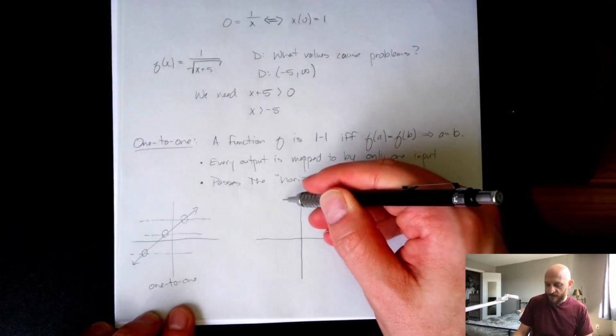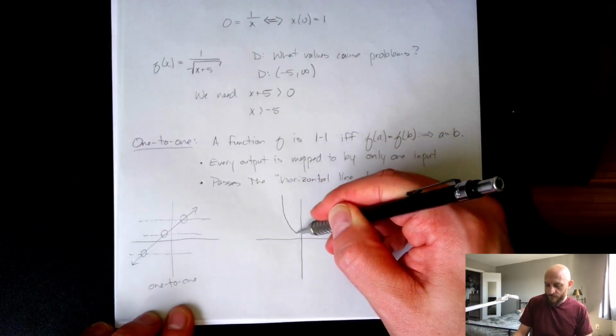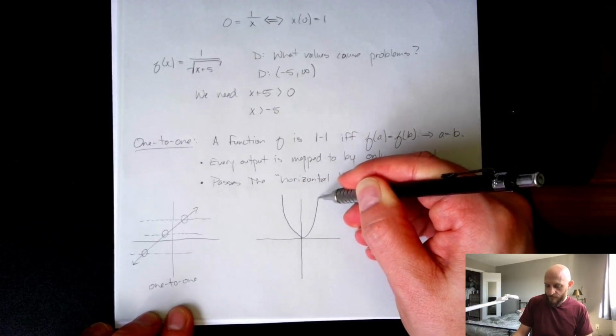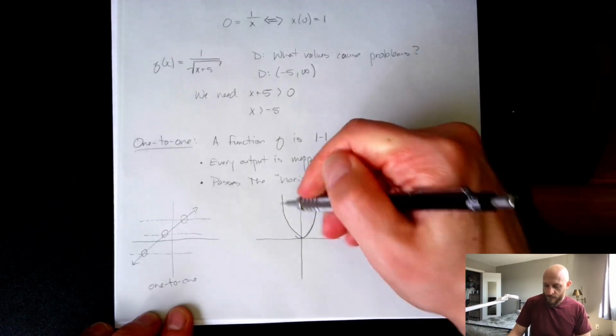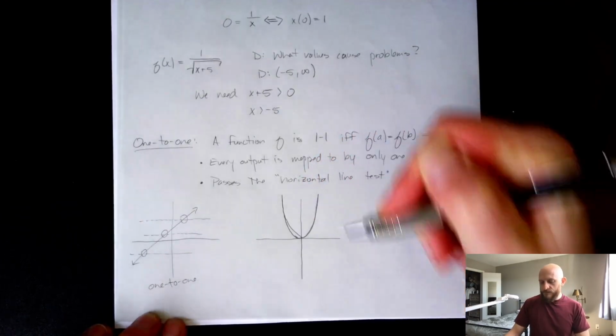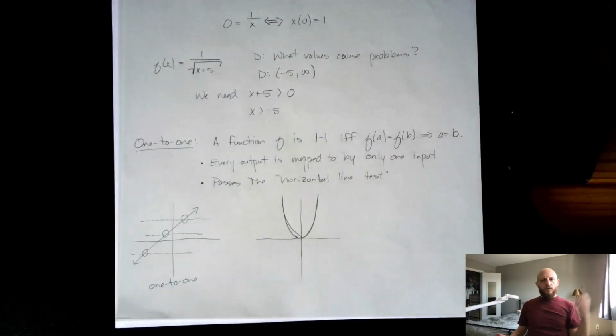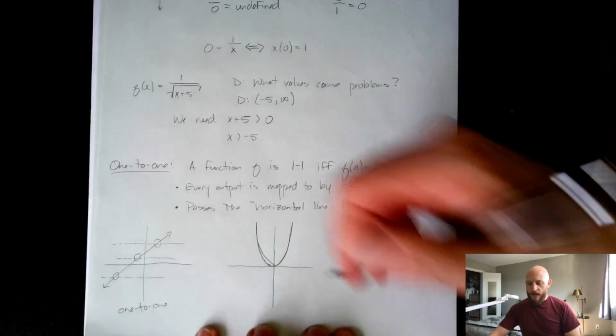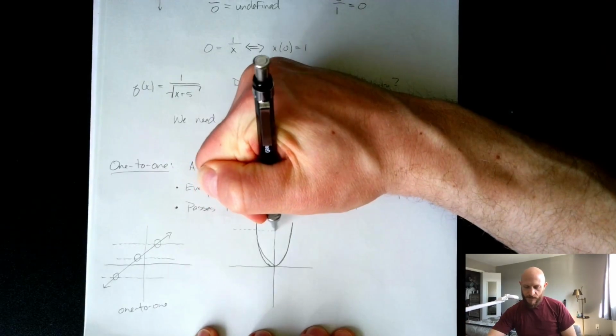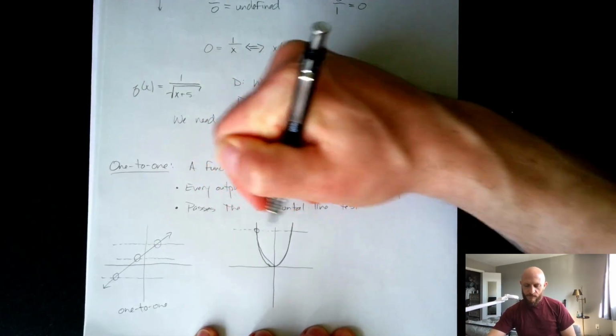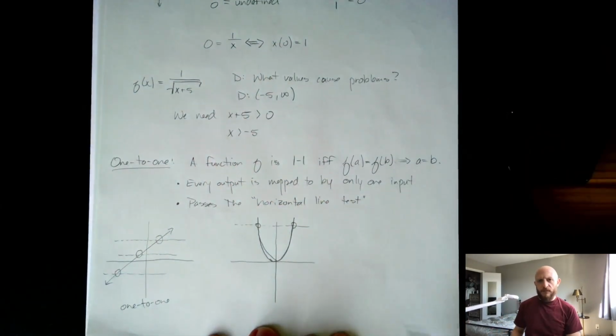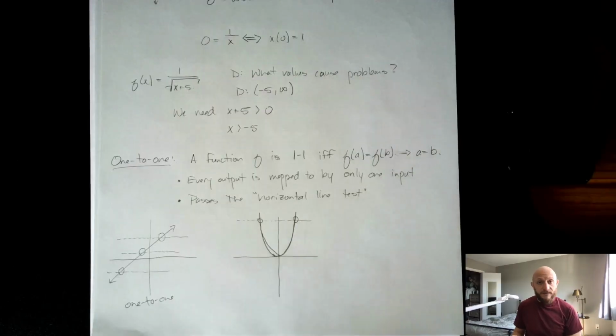How about something like x squared? Oh boy, there we go. That's a little bit better. Is that one-to-one? No, it's not. So we can put a horizontal line right through here, and there's the horizontal line where it touches the graph twice. So no, this isn't one-to-one.